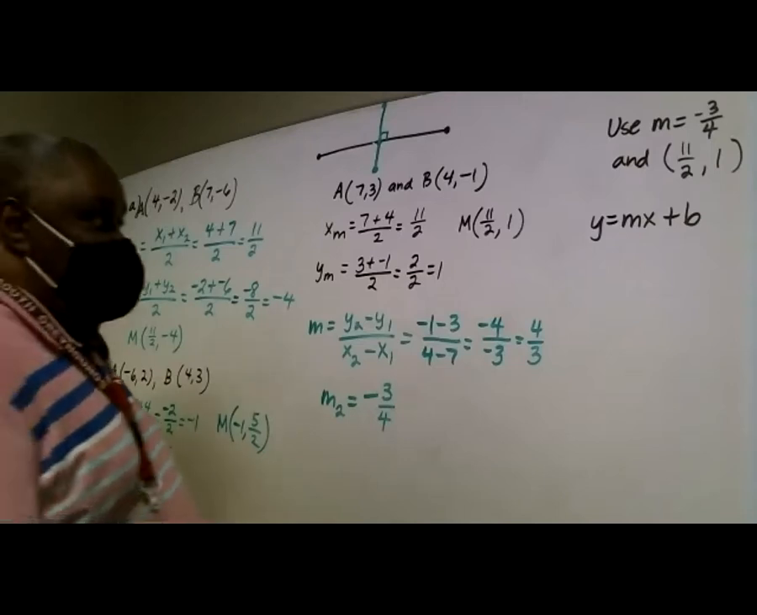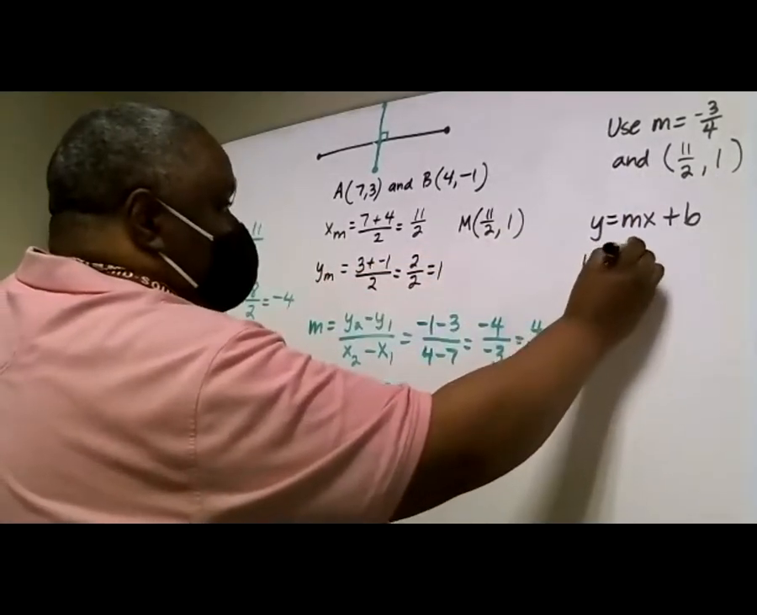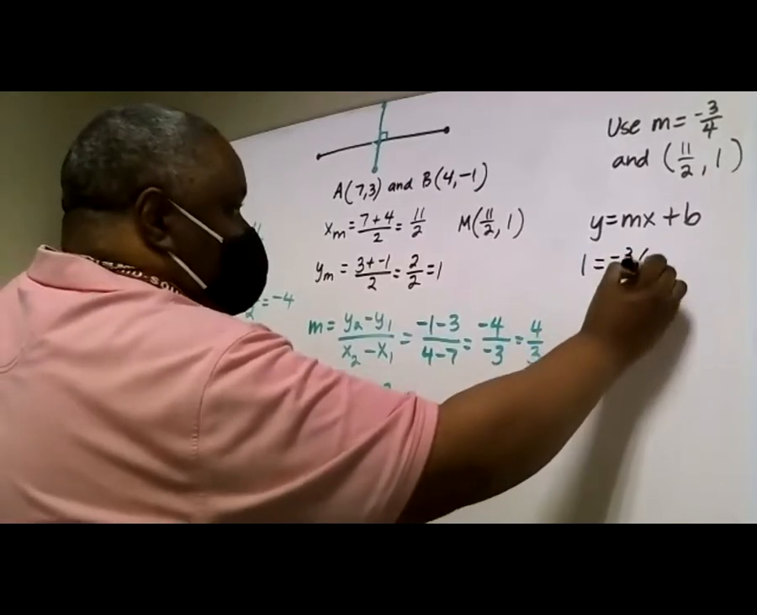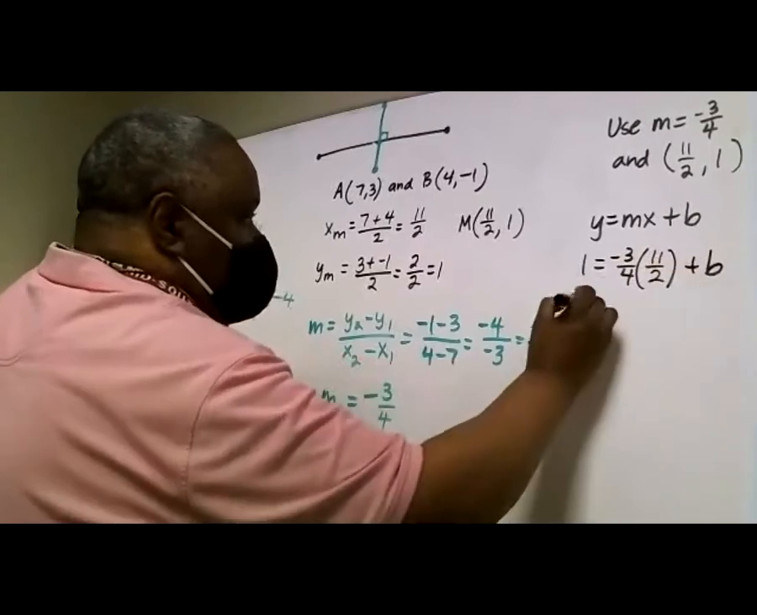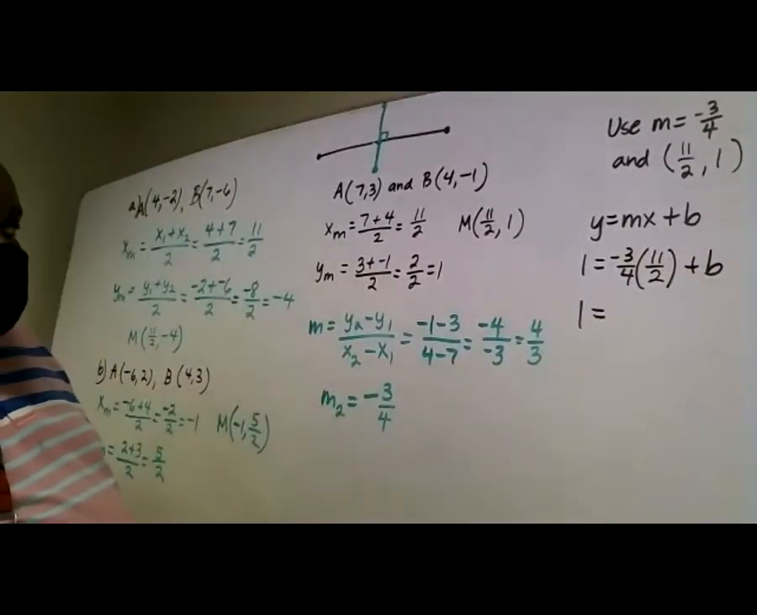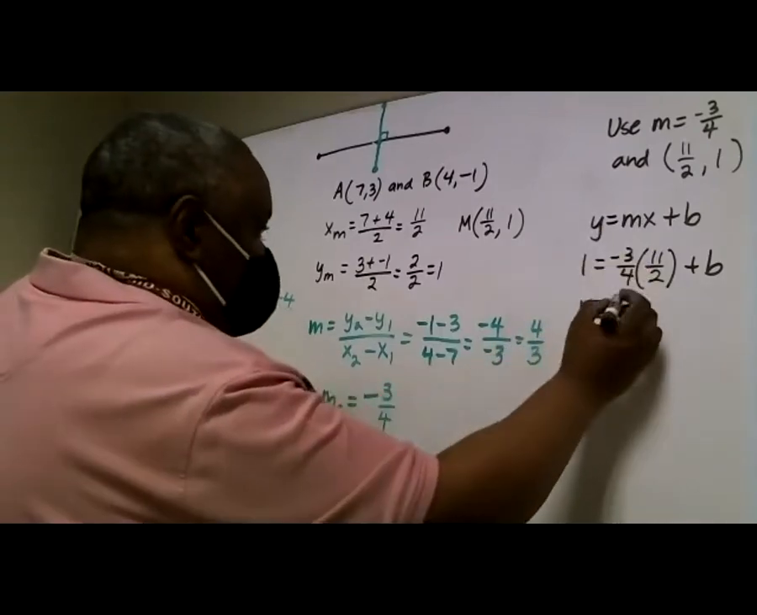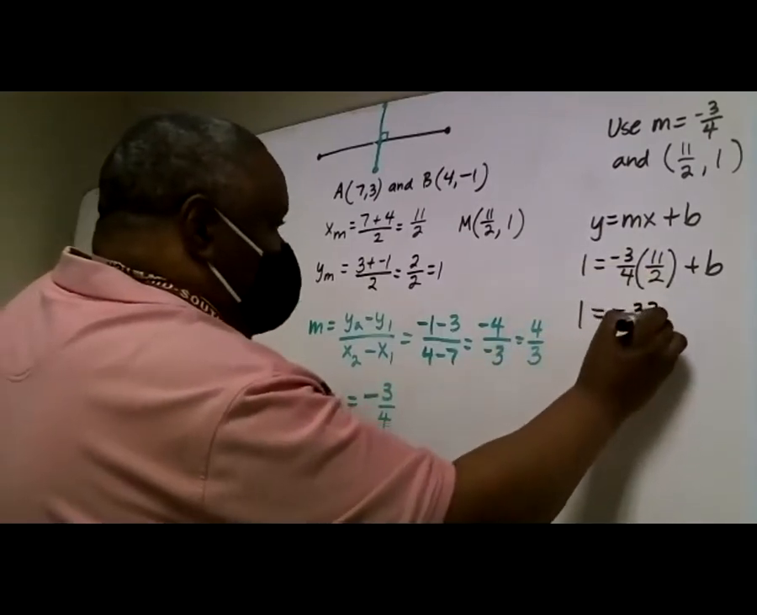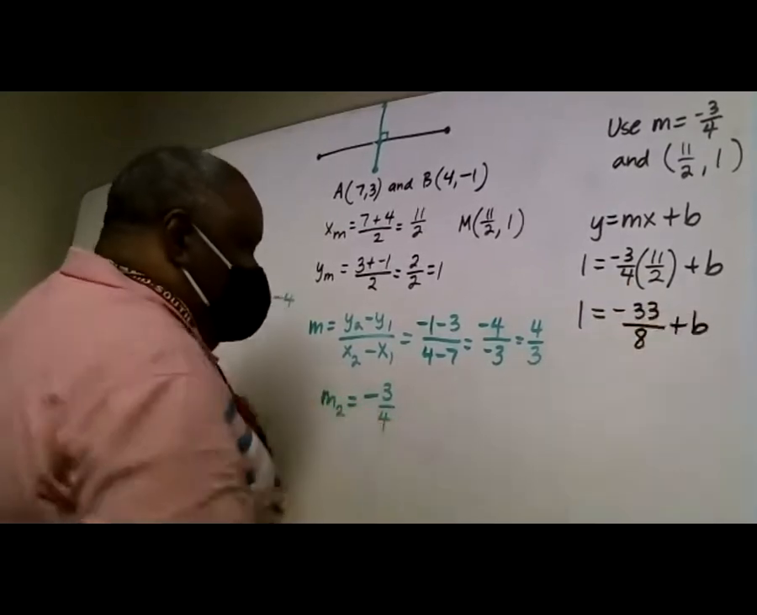Okay, let's substitute here. y is 1, equal to the slope -3/4 times x, which is 11/2, plus b. Now there are no common factors I can divide out, so I have to multiply numerator times numerator and denominator times denominator. I have to do -3 times 11, that's -33, over 4 times 2, which is 8, plus b.